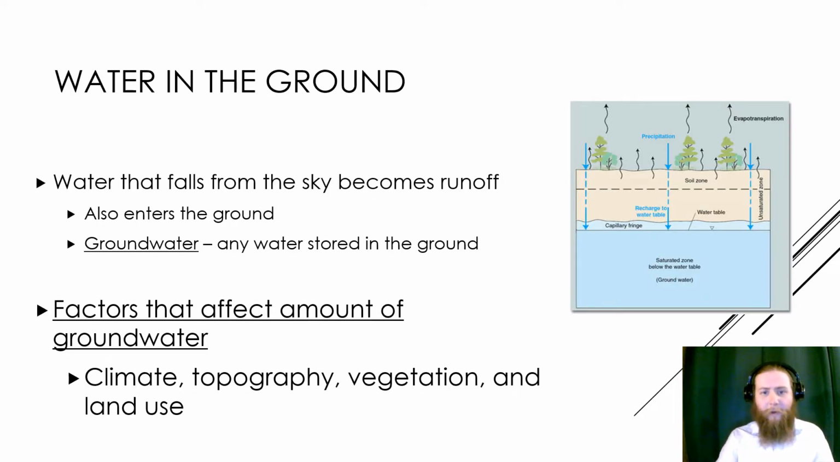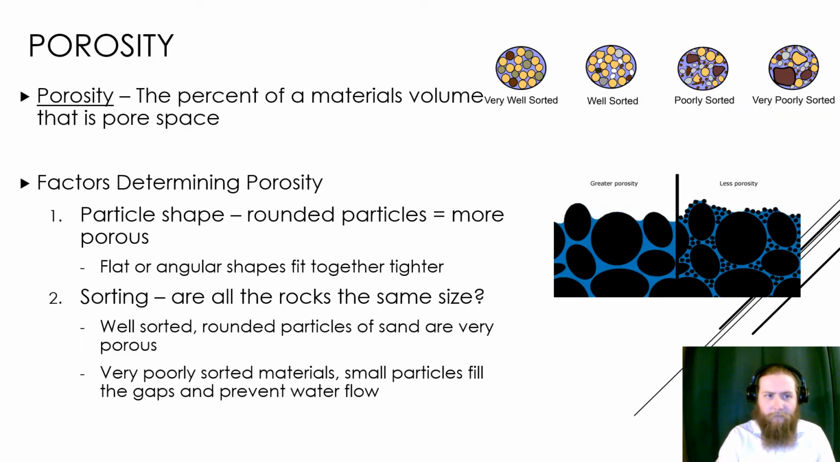All right, so groundwater is most simply water that is in the ground. Normally when we get precipitation, water falling from the sky, this becomes runoff. This runoff will try to get down to the ocean. If for some reason it gets soaked into the ground, this is water entering as groundwater and becomes water that's stored in the ground. Some factors that affect the amount of groundwater in any certain area are things like climate, the topography, how much vegetation is around, and the land use. How is this land currently being used?